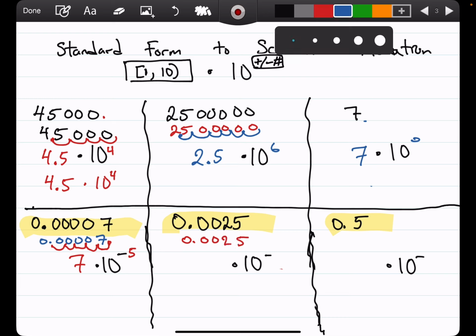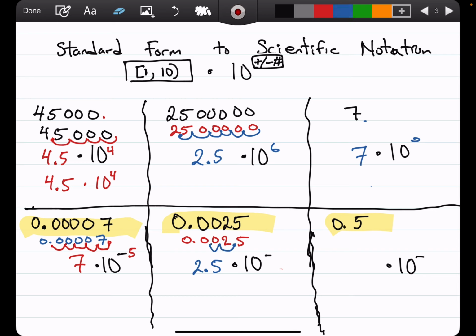Where do I put the decimal point? After 5 or between 2 and 5? Between 2 and 5. Because remember, it has to be between 1 and 10, right? Now, let's count how many times. So let me write it. 2.5. Let's count how many times we move it. 1, 2, 3. Negative 3.